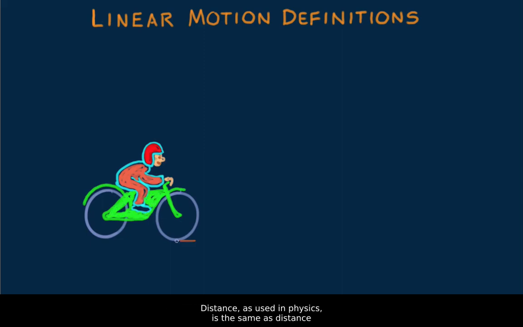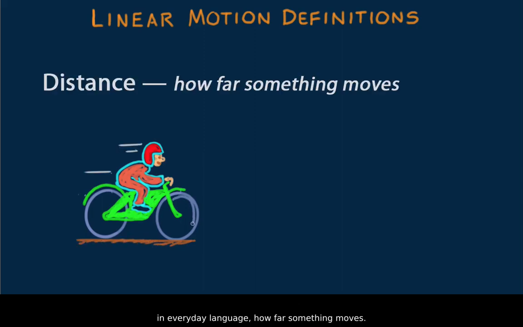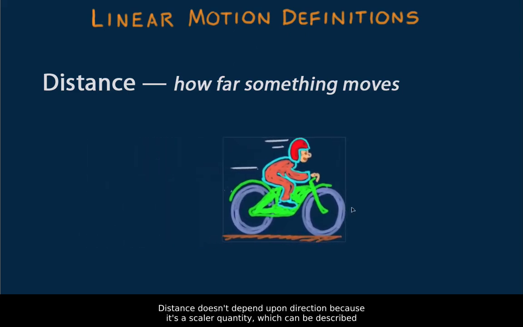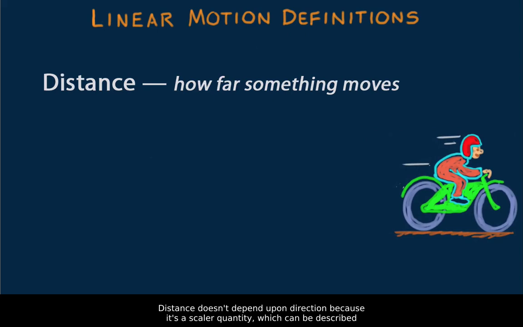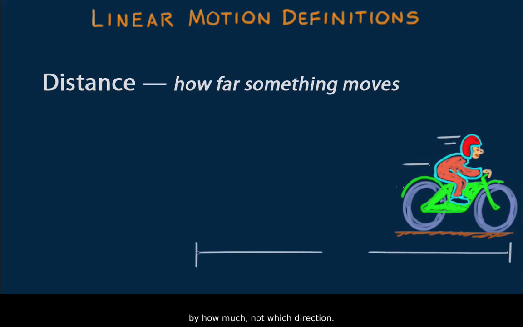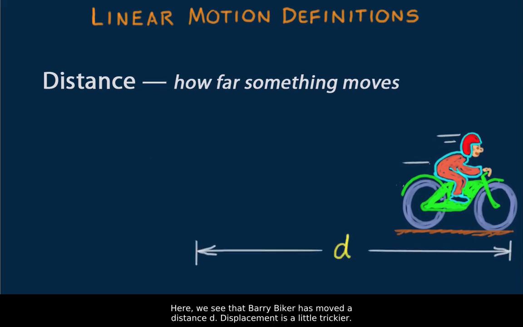Distance as used in physics is the same as distance in everyday language. How far something moves. It's measured in meters or some other length unit. Distance doesn't depend upon direction because it's a scalar quantity, which can be described by how much, not which direction. Here we see that Barry Biker has moved a distance d.